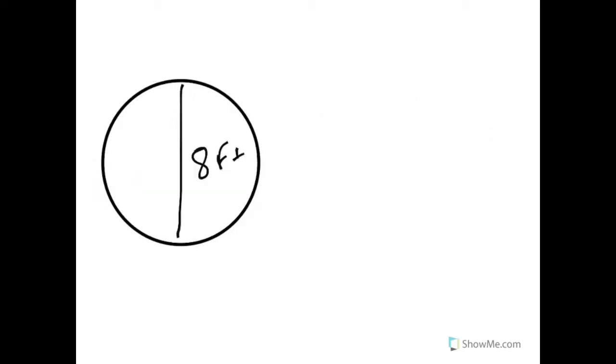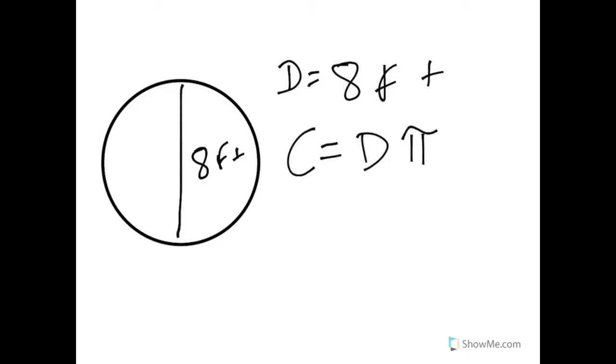Okay, let's look at a couple of examples here. I have a circle, and I have the diameter, because it goes all the way through. The diameter is 8 feet. If I want to find the circumference, I know that circumference equals diameter times pi. So circumference would equal 8 times 3.14.